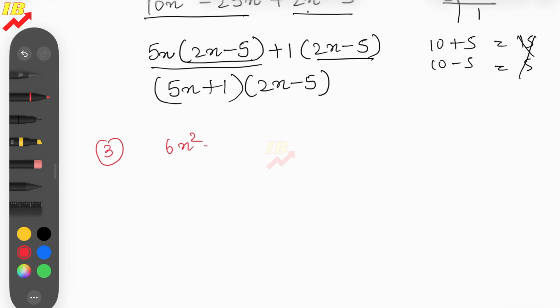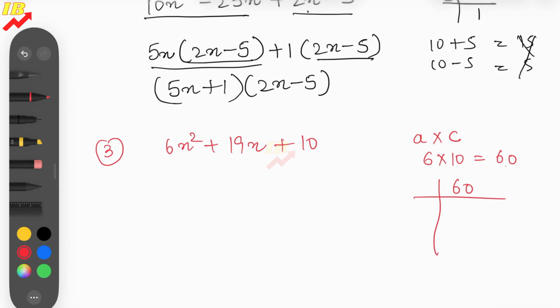6x square plus 19x plus 10, right? So it is a times c. It is in decreasing order and in standard form. So you just multiply 6 and 10, which is giving me 60. Okay. Now for 60, you just split it off, because I cannot see either 59 or 61 here in the middle, right? So just do the prime factorization here.